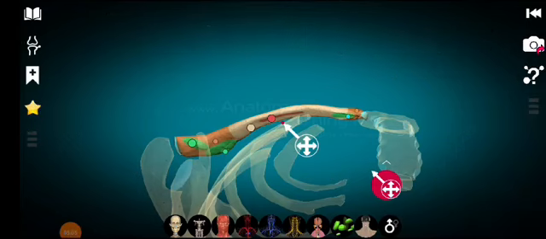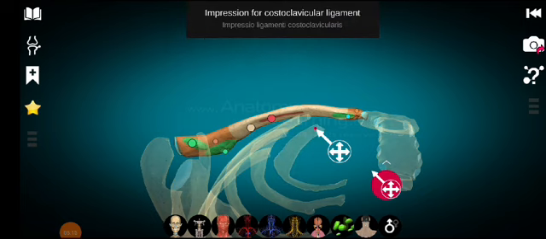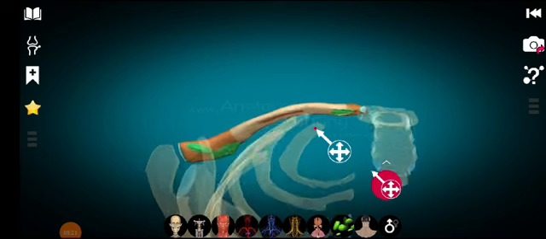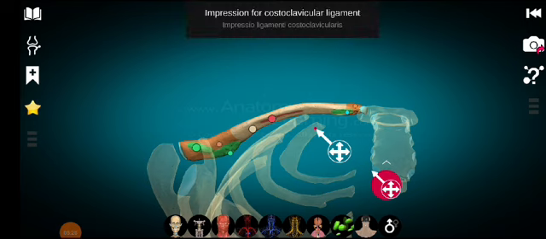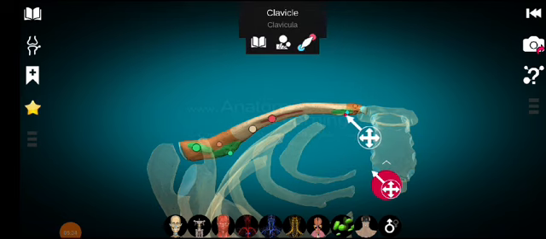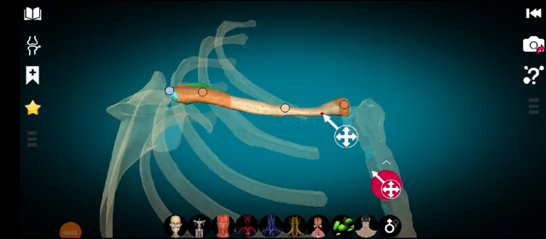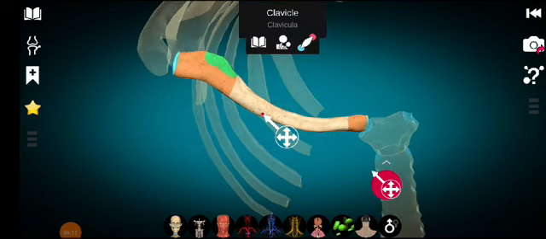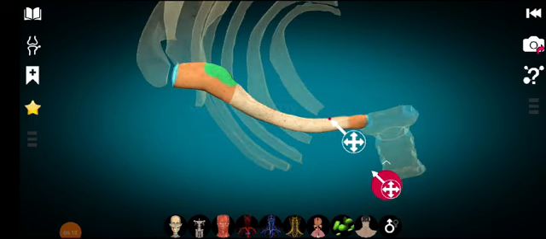There is a groove on the inferior surface of the medial region of the clavicle. This groove is called the subclavian groove. It provides insertion to the subclavian muscle, and there is another impression here on the inferior surface of the medial region of the clavicle. This impression is called the costoclavicular ligament impression. It provides attachment to the costoclavicular ligament. The border is convex anteriorly, while posteriorly it is concave.